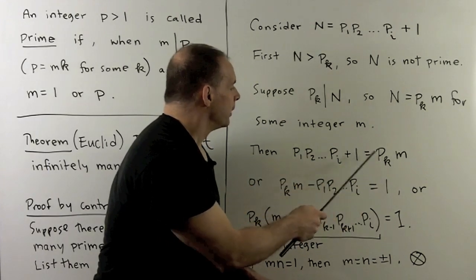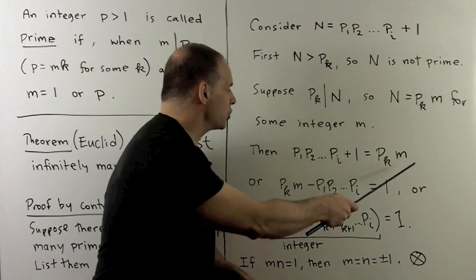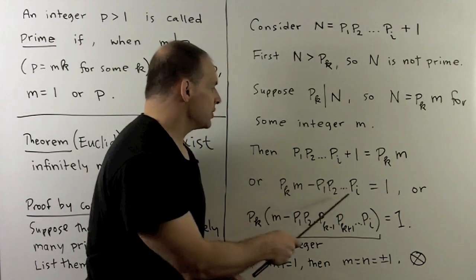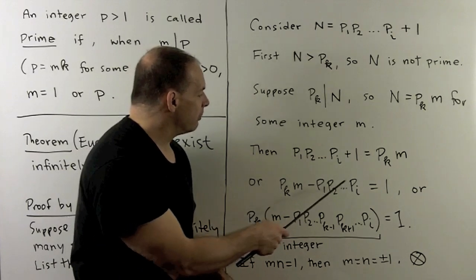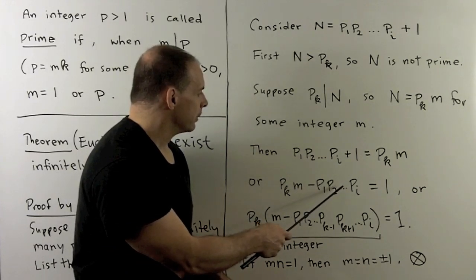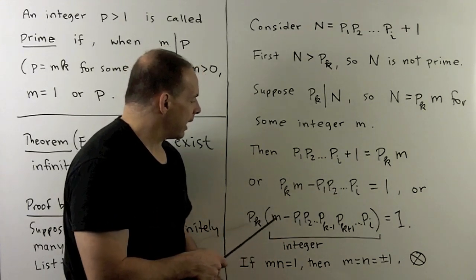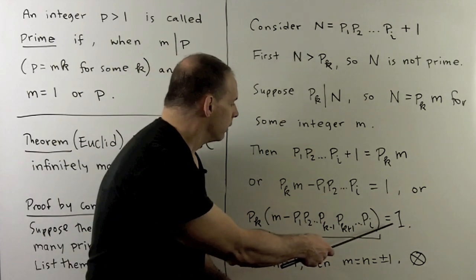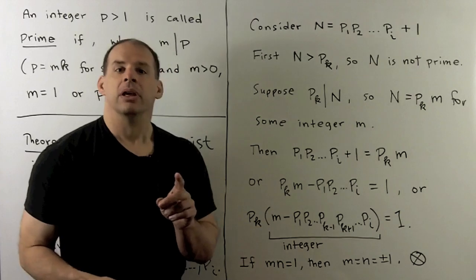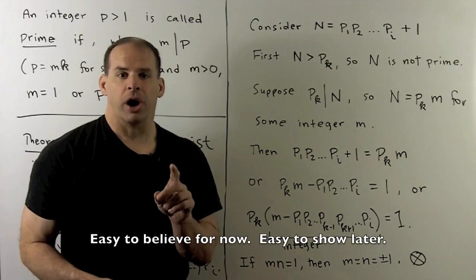So what I can do, I'll move this product to the other side. So we're going to have a difference. And I could factor out a p sub k out of both of these terms. So that leaves me with p sub k times this integer is equal to 1. Now, easy result to show.